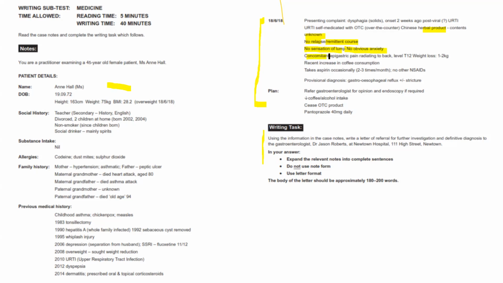And concomitant epigastric pain radiating to the back at level T12 and weight loss of 1 to 2 kilograms. And recent increase in coffee consumption, and takes aspirin occasionally, 2 to 3 times per month, and no other non-steroidals. I'm coming back because of an internet interruption.